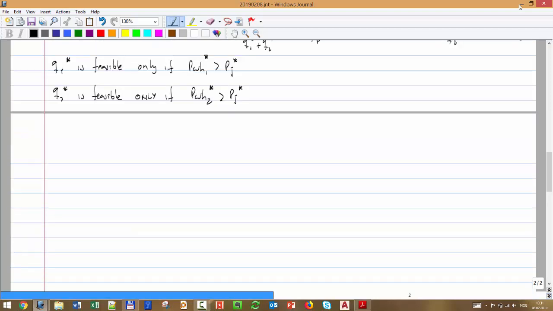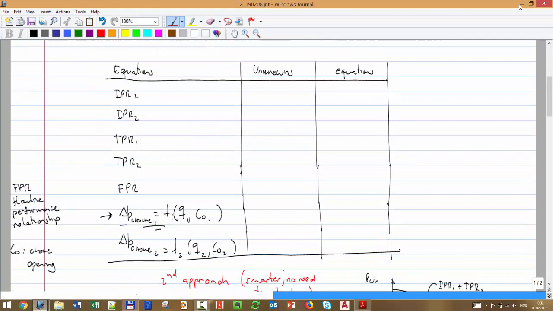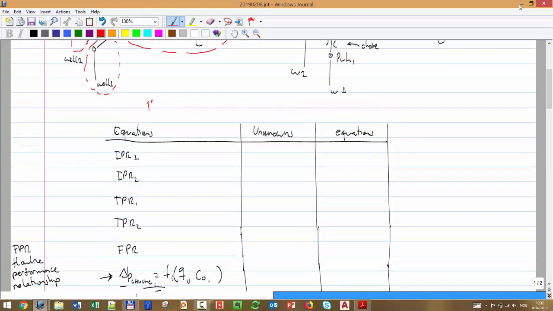Now, in commercial software, okay, we use the first approach. So let's put a very clear distinction. So that's the second approach, which is smarter. Let's call it that way, because you don't need iteration. Okay, no need for iteration. Okay, and this is the first approach, this one here, solving the system of equations. First approach.